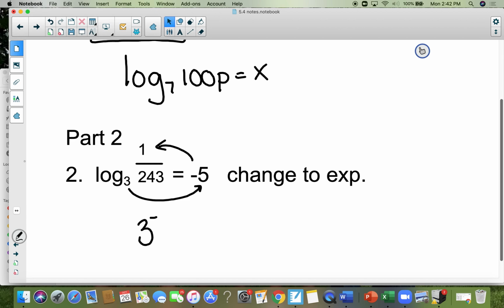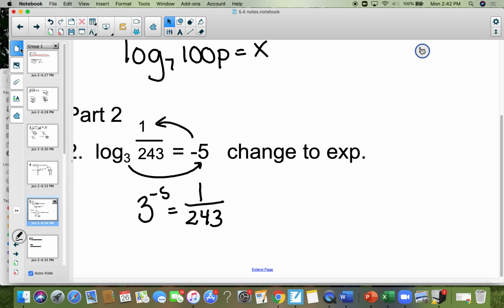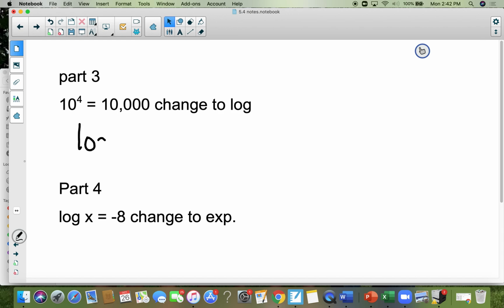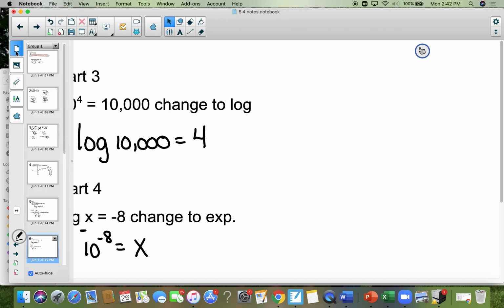So 3 to the negative 5 equals 1 over 243. Part 3, log base 10 of 10,000 equals 4. You don't put the 10 down there, remember. If it's not there, it's understood as a 10. There's a little 10 there, so it's 10 to the negative 8 equals x. Just going over all the laws.